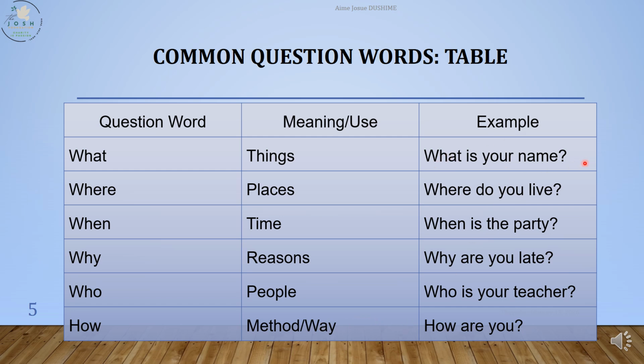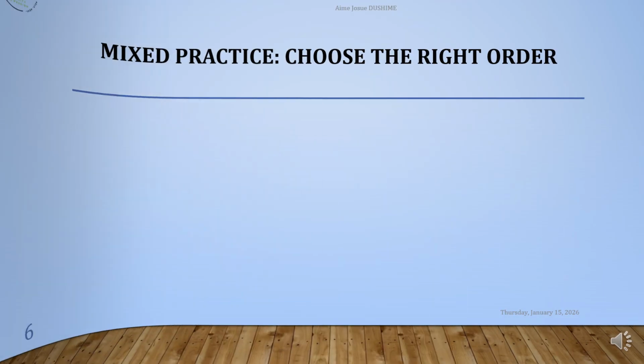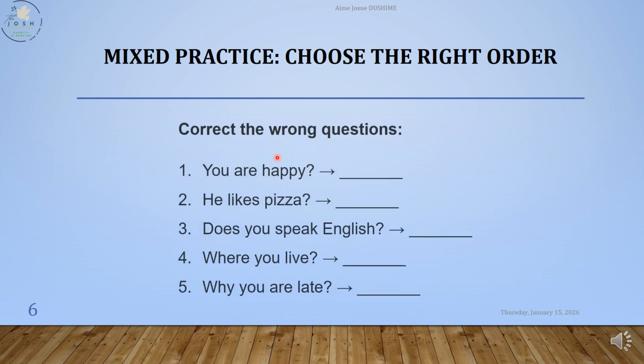Examples: What is your name? Where do you live? When is the party? Why are you late? Who is your teacher? How are you?